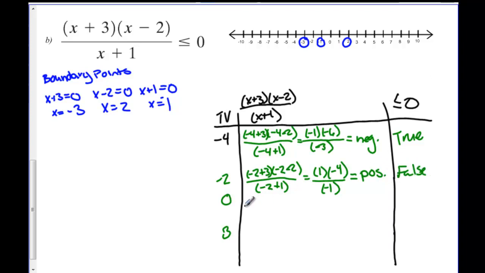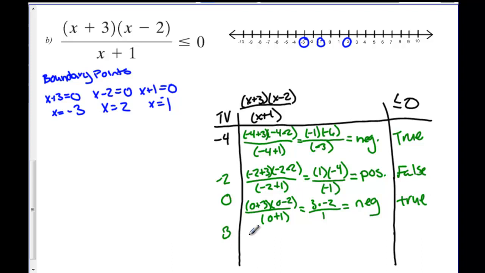All right, let's do the 0 now. So we're going to have (0 plus 3)(0 minus 2) over (0 plus 1). So that gives us 3 times a negative 2 over a positive 1. Two positives and a negative give us a negative. A negative is less than or equal to 0. True.